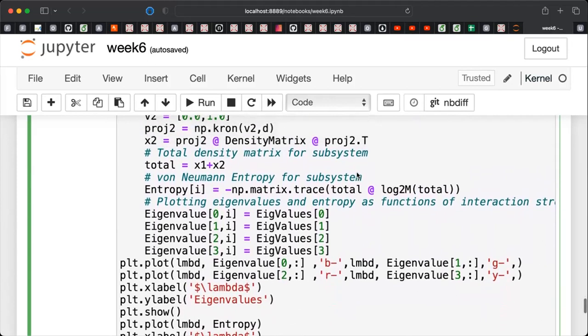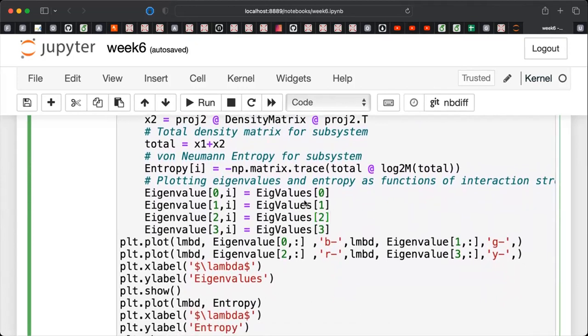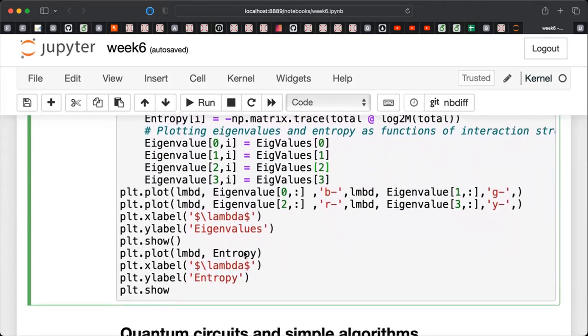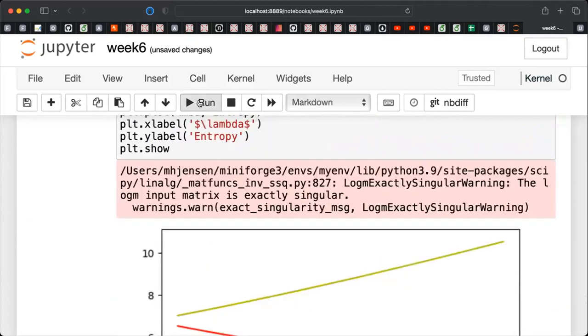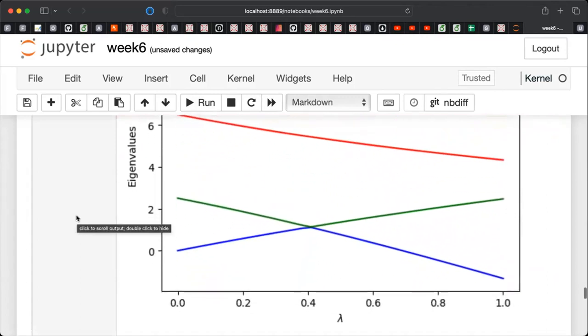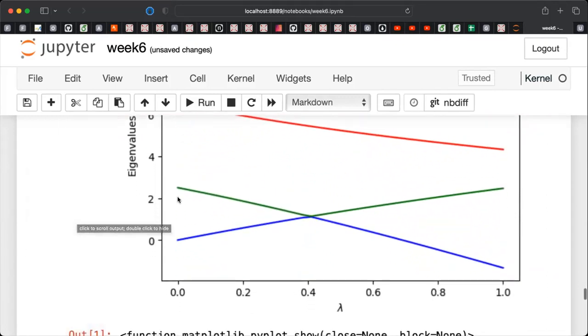Or alternatively, I could diagonalize this density matrix and take the trace over the eigenvalues. And what I'm plotting here are the eigenvalues of the system as a function of this parameter lambda. And then I plot also the entropy. So if you run this code, which is a first demonstration of this type of calculation, what you will see, if we focus on the lowest lying state, is for this 2 body system or 2 qubit system.